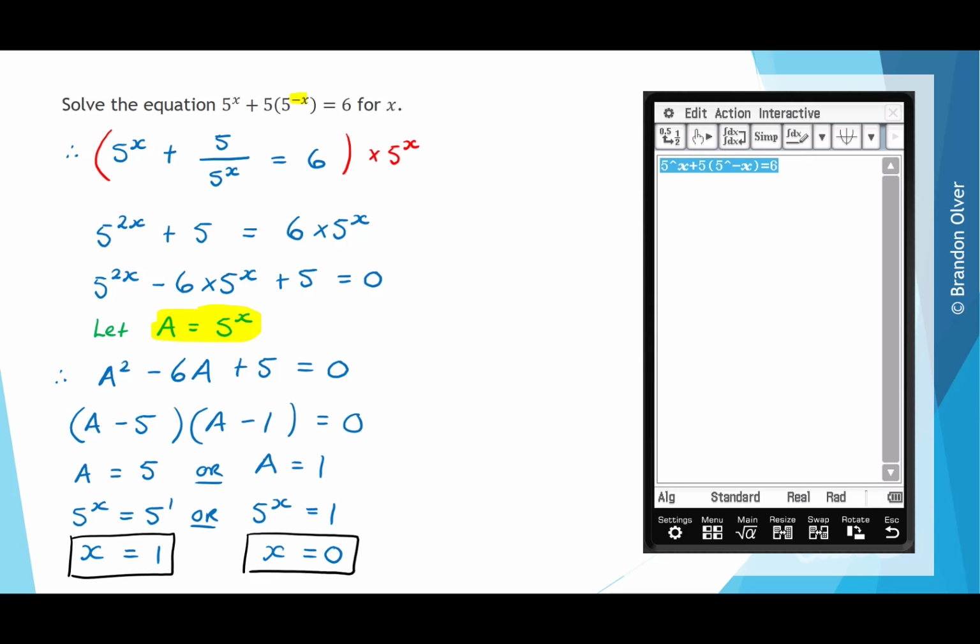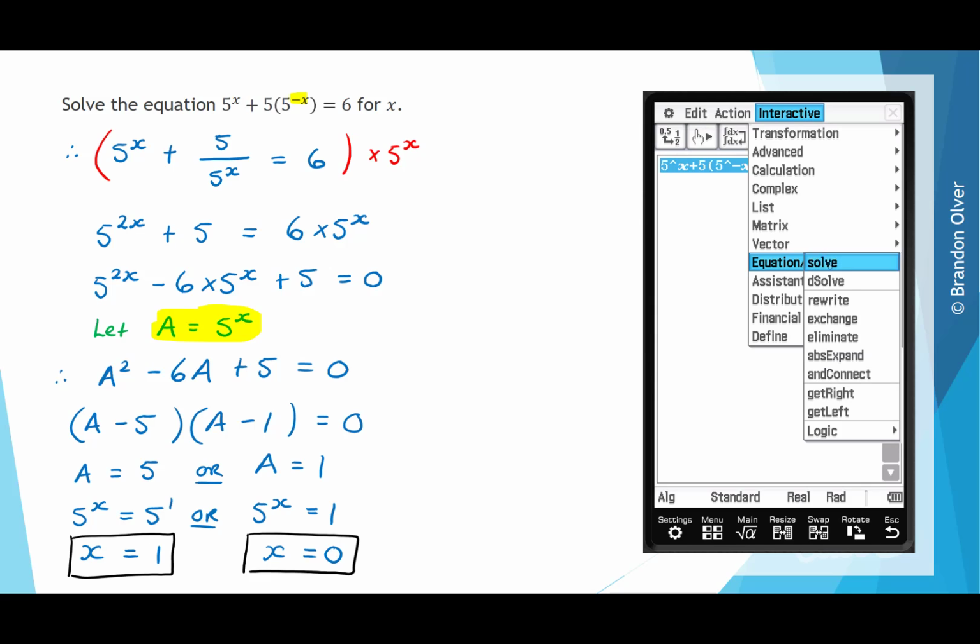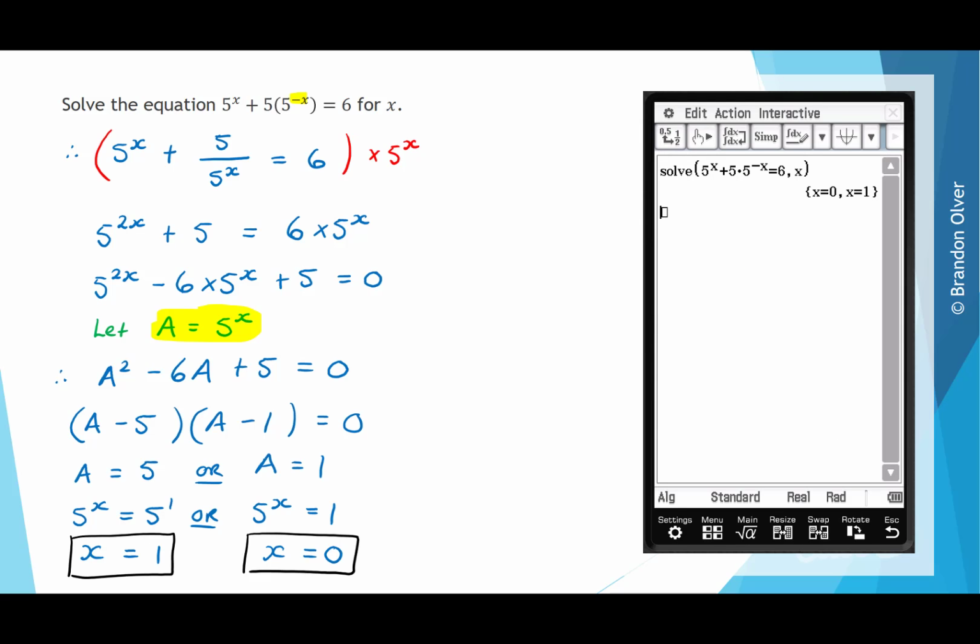And now if we highlight that and go interactive, equation inequality solve for x, we find the solutions x equals 0 and x equals 1, which we found by hand previously.